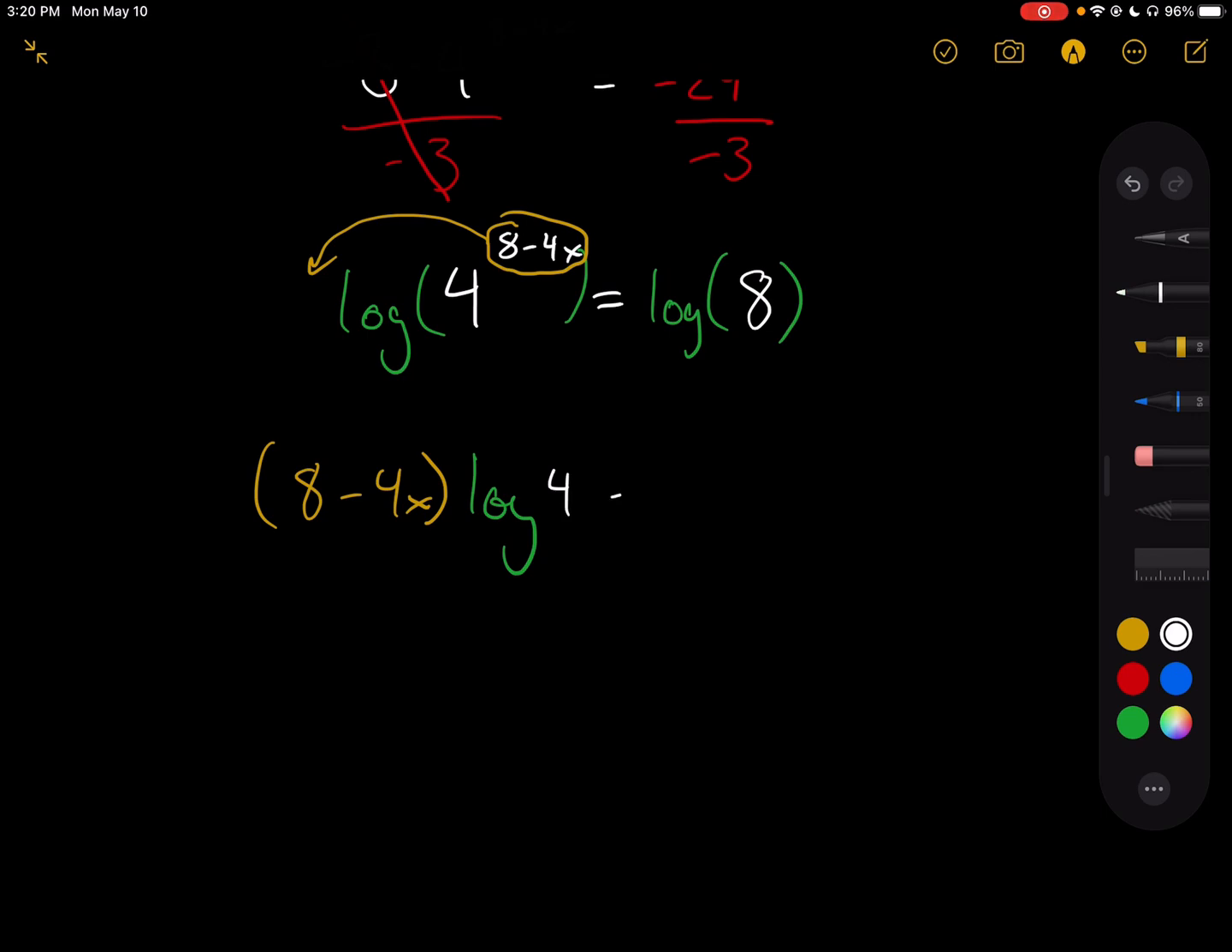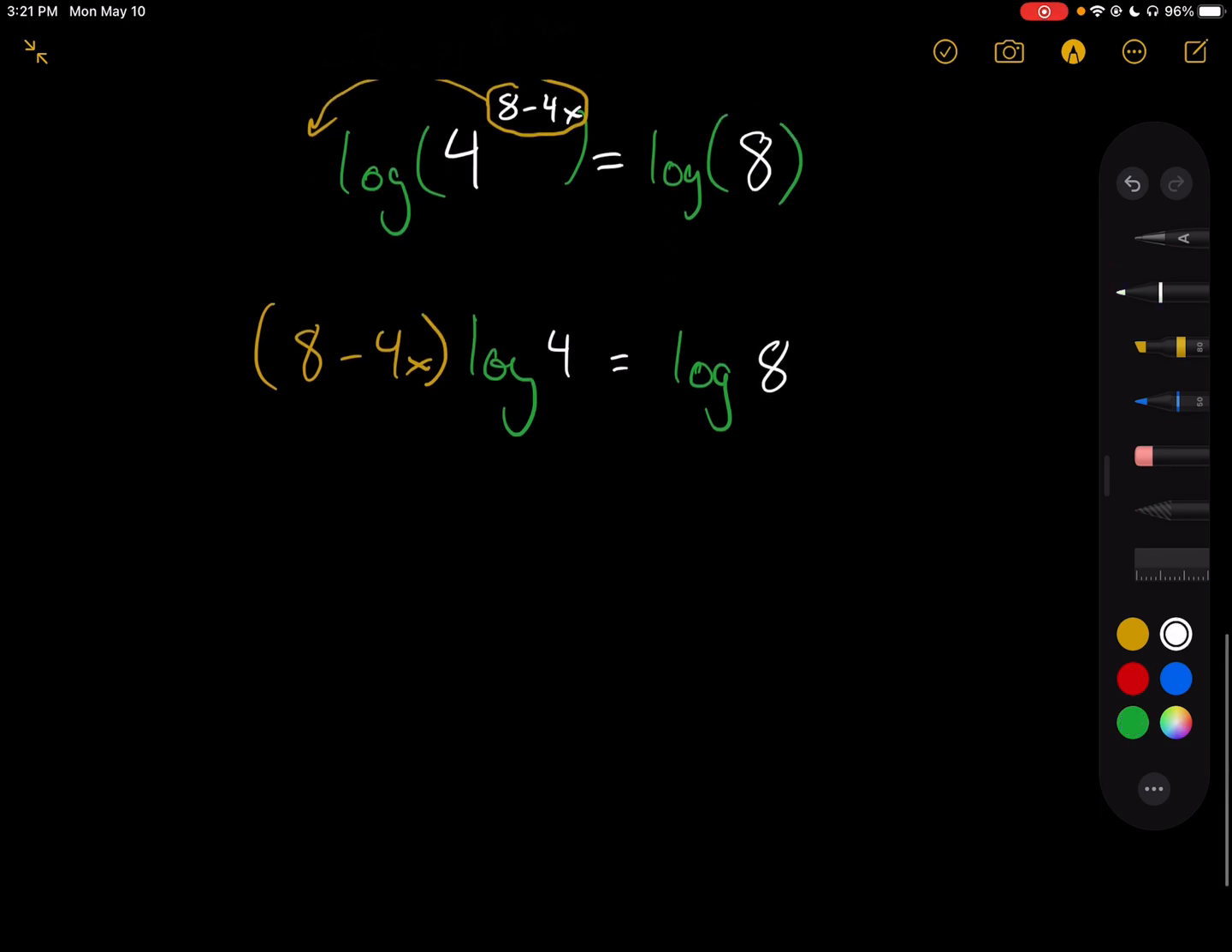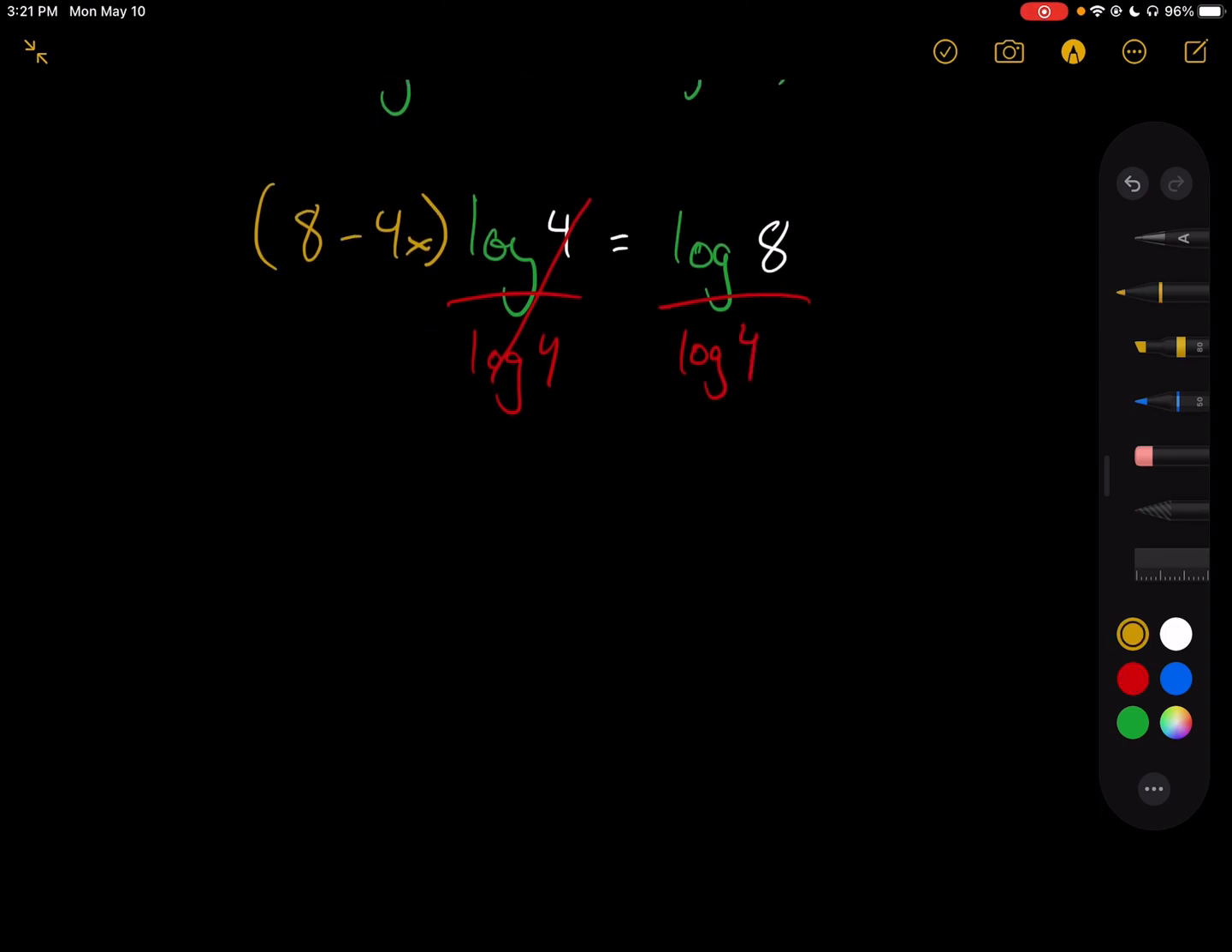You have to forgive my handwriting, is equal to, sorry, log of 8. Okay, so now we'll divide both sides by the log of 4, just trying to get that log of 4 away from the x, trying to get x all by itself, which will leave me with 8 minus 4x equals log of 8 over log of 4.